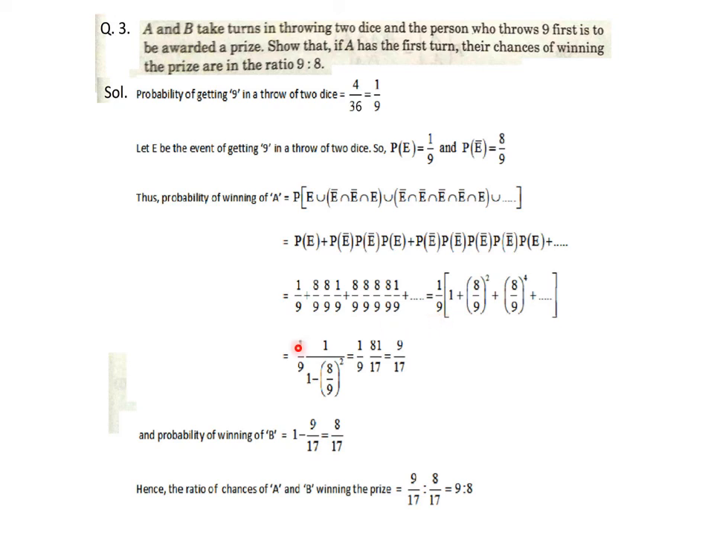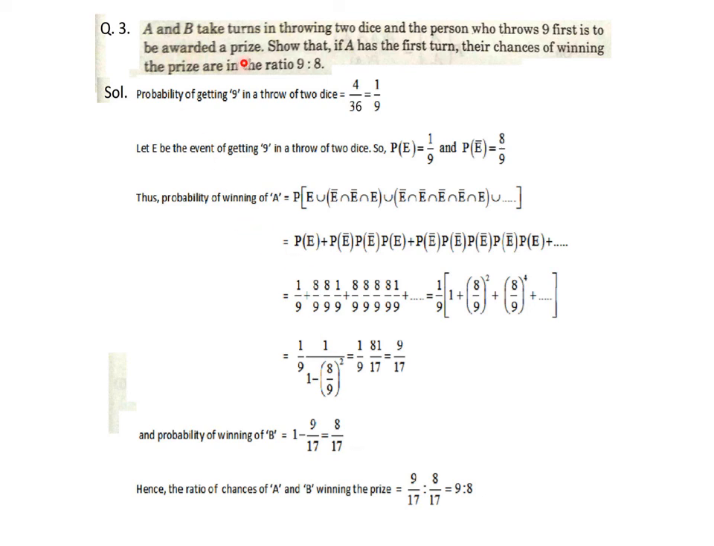And we know the formula A upon 1 minus R. First term A, R is the common ratio. So 1 upon 9 outside, the first term is 1 upon 1 minus the common ratio, (8 by 9) whole square. If we simplify it, it is 1 minus 64 by 81, 81 taken in the numerator, 81 minus 64 is 17. So finally it is simplified to 9 by 17. Probability of winning of A is 9 by 17 and the sum of winning of A and B is 1. So winning of B is 1 minus 9 by 17, that is 8 by 17.